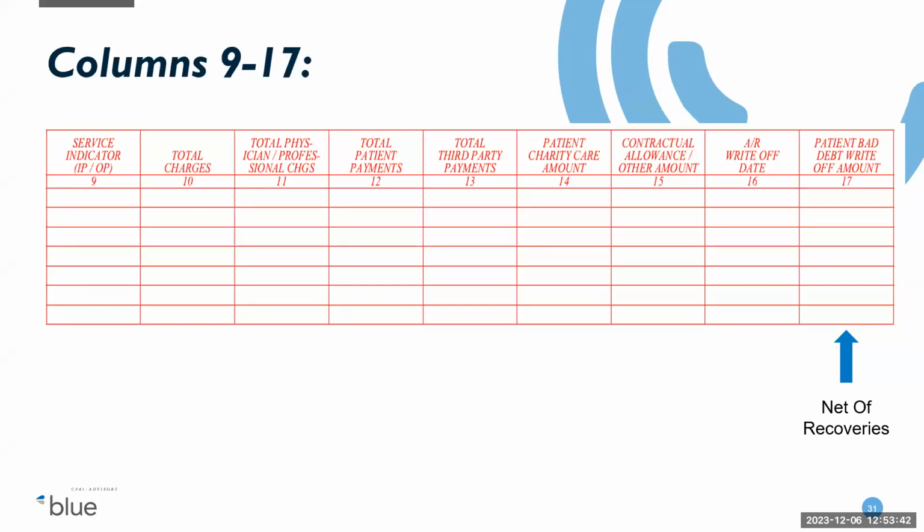And I do want to make sure that everybody knows, when we're reporting bad debts here, it is net of recoveries, net of any reversals that have happened. It's the net activity during the fiscal year. So it is possible in FY 2022, you wrote off an amount of $10,000. In FY 2023, you found out that patient had insurance. You took it off of bad debt and brought it back into AR and billed and collected from the insurance. In 2023, we would want to see a negative $10,000.